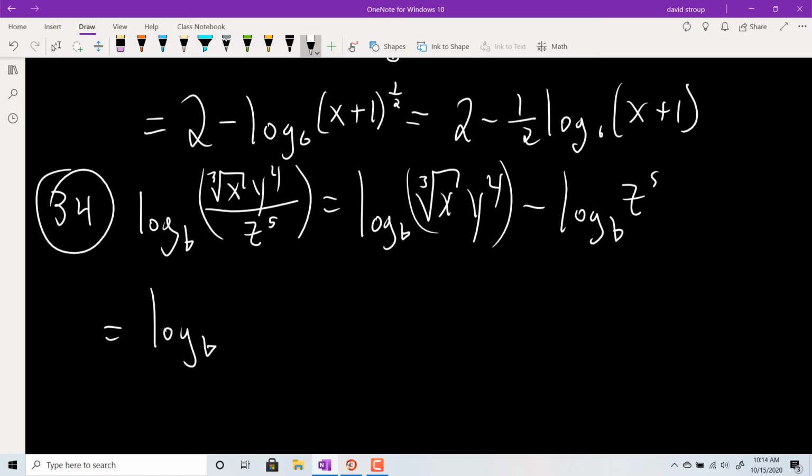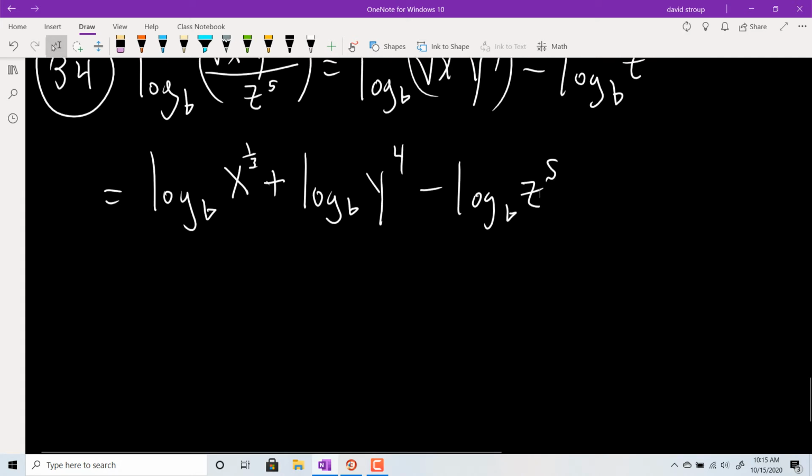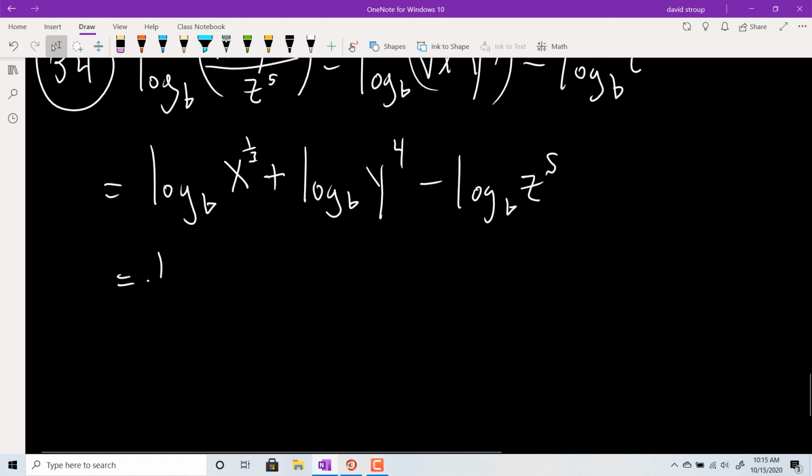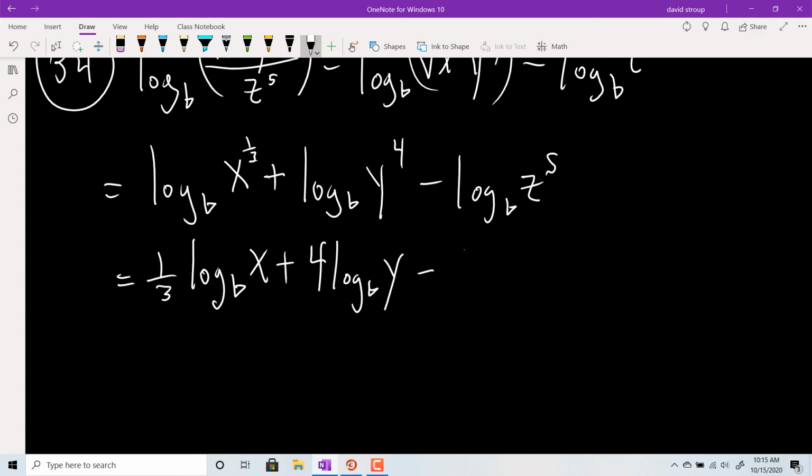Okay, and all of this stuff is in that first log. So that would be log base b. Now I'm going to use the product rule, right? And I'm also going to rewrite the cube root of x as x to the 1/3. Okay, plus log base b of y to the 4th minus log base b of z to the 5th. Now I'm going to use the power rule. So it'll be 1/3 log base b of x plus 4 log base b of y minus 5 log base b of z. Okay, and then that'd be it.